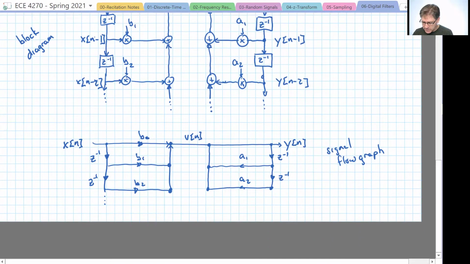Now this particular implementation is given a name, and it's called Direct Form 1. And we'll see that Direct Form 1 is fine, but there are other implementations that we can use by manipulating things a little bit differently. And so that'll be the subject of our next lecture.